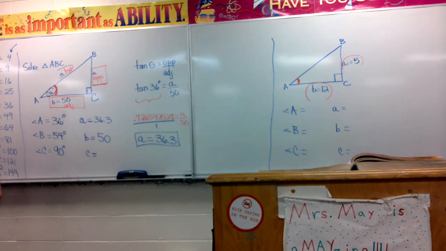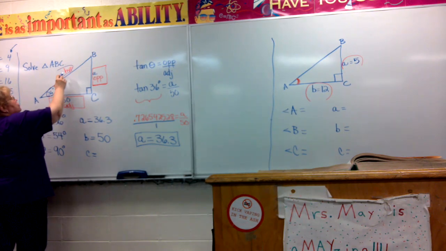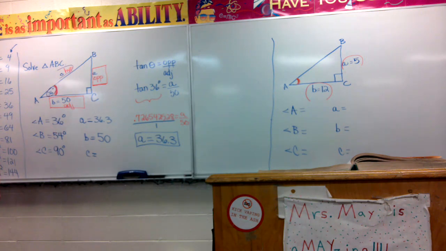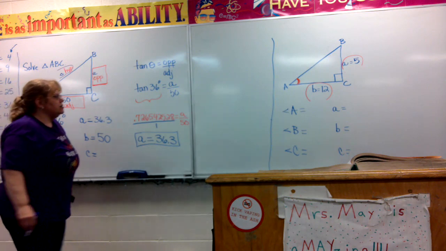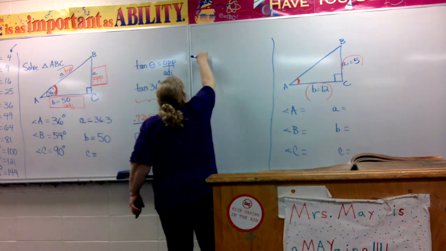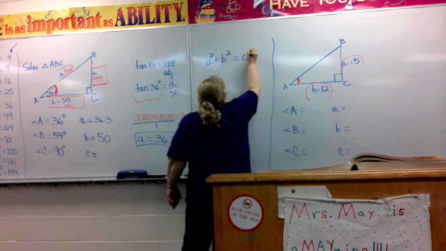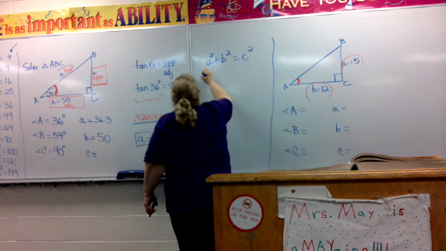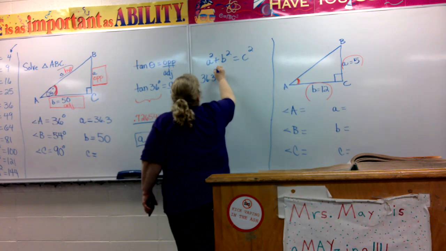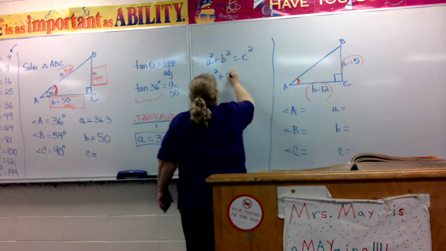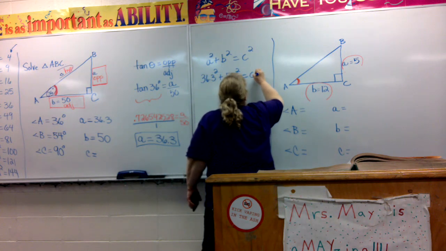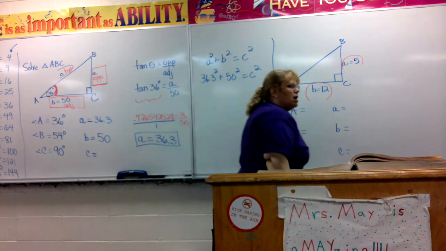Now we need to find the hypotenuse. If you want, you could use adjacent over hypotenuse. You could use cosine to find the hypotenuse. You know what I'd rather though? Once you know two sides, you know what I prefer? Pythagorean. So what's A? 36.3 squared. What's B? 50 squared equals C squared. You can get it from there, right?